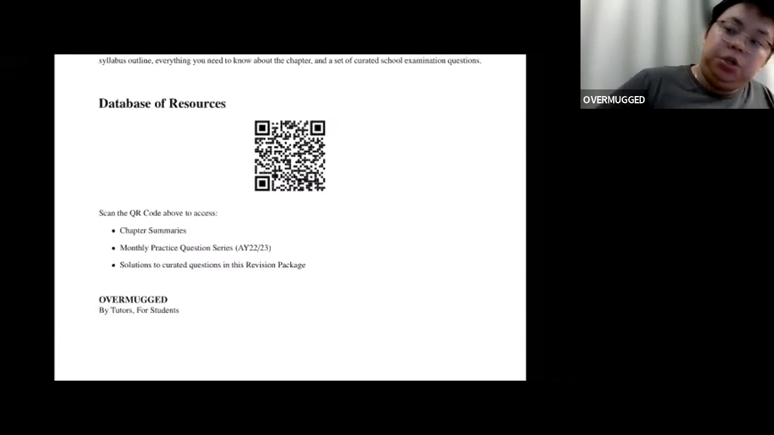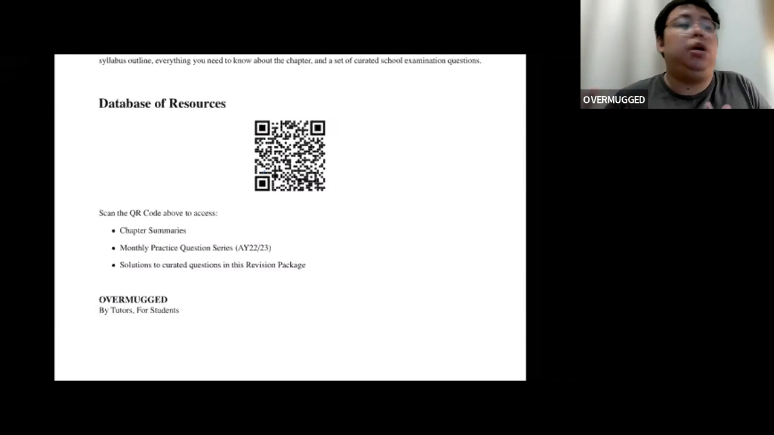Okay. So this QR code, everyone has access to it. So anyone you need materials, you can just go there and search for.